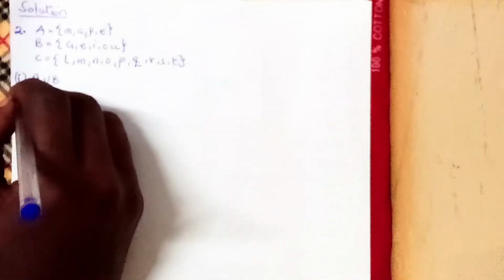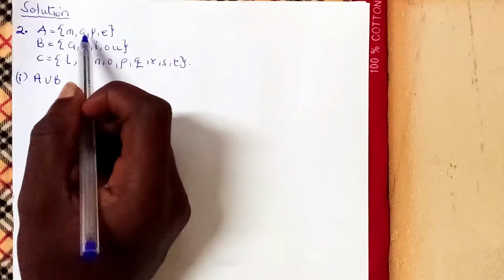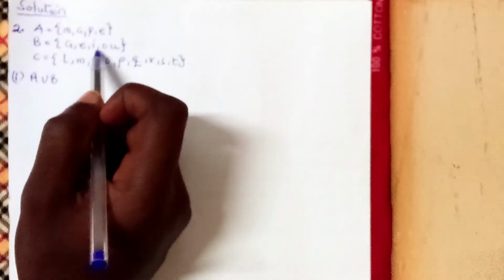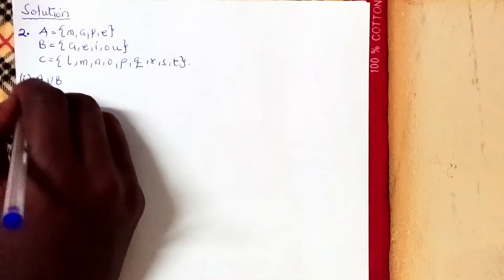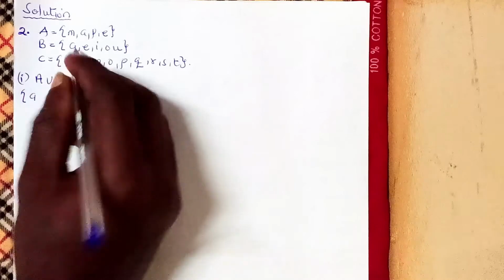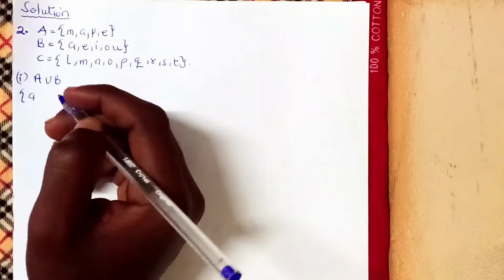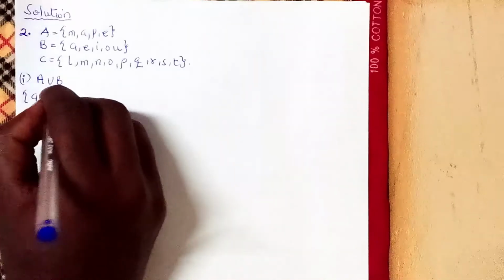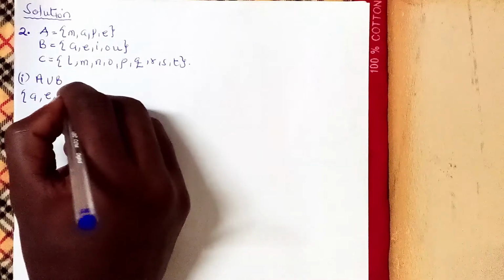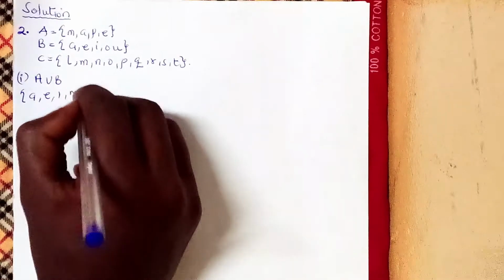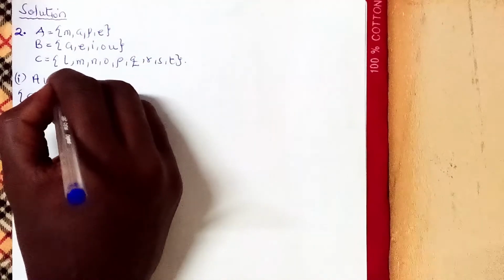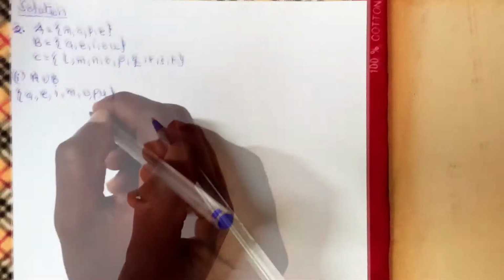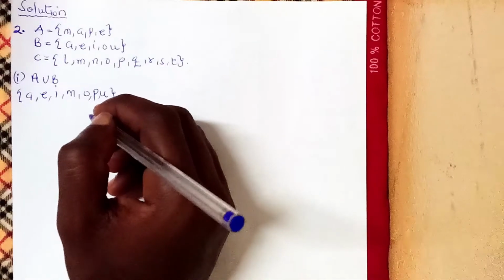So therefore we find A union B. We unite the A with that of the B, but it has to be in the alphabetical order. So let's arrange them. We have A, since A is the first alphabet here. We have E, we have I, we have M, we have O, and we have our U. We are done with I. Let's move on to II.